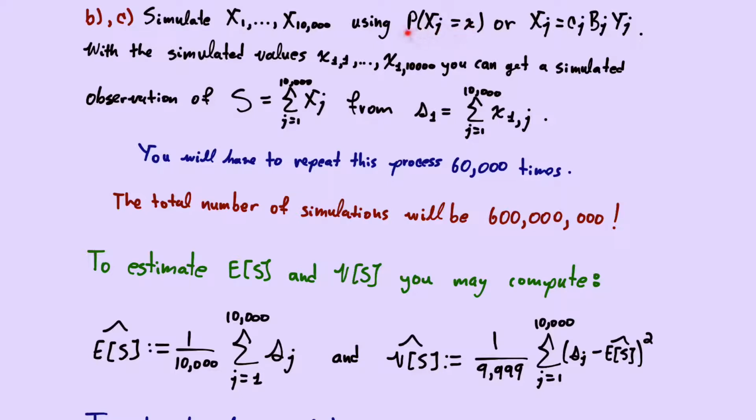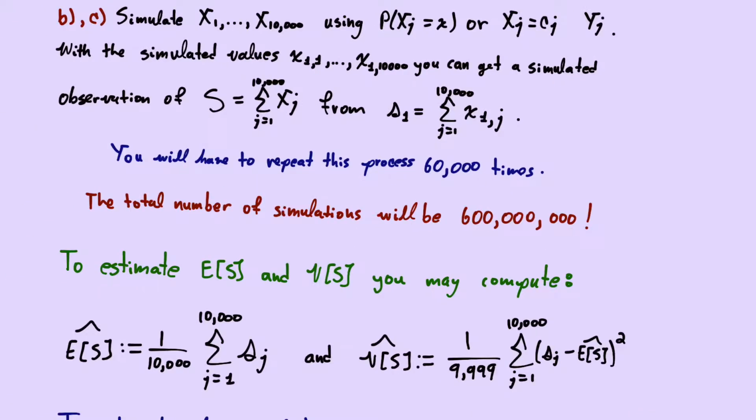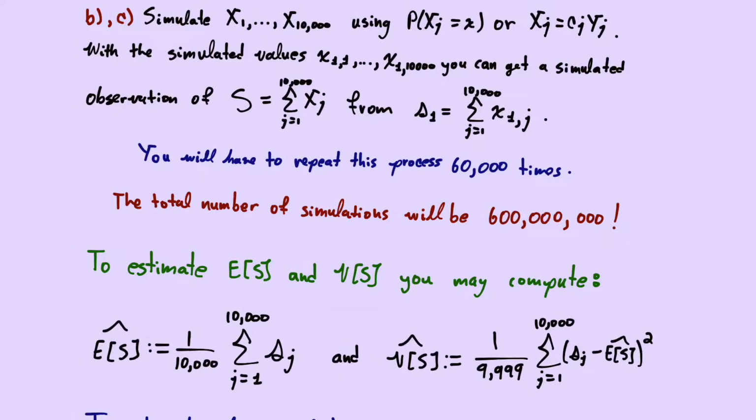You can use the probability mass function that we have computed, or, here is a little mistake, you can use this other expression, because you can find a way to simulate this random variable yj, which is a very simple one, and then you will have to use this transformation, just multiply it by cj. Either way you can simulate each of these 10,000 random variables. They are very easy ones because they are discrete.